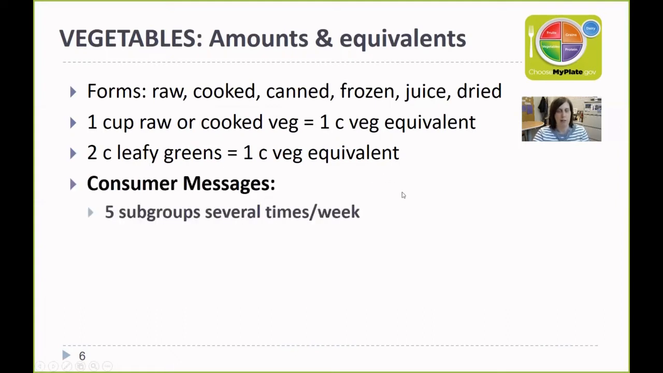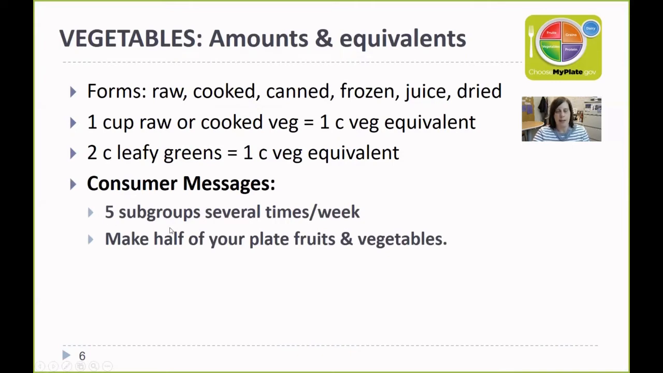So what are the consumer messages? Well, we recommend having 5 subgroups. So that includes a variety of different colors in your diet. Now this, you don't need to memorize the subgroups. You just need to know what foods would fit into the vegetable group, which ones to limit, which ones are recommended, and then knowing what equivalents are. But the 5 subgroups, just for those who are interested, include dark green, orange, deep yellow, legumes, starchy, and other. And the last thing is you can see on the plate that half of our plate really should be fruits and vegetables, so vegetables falls within that as well.